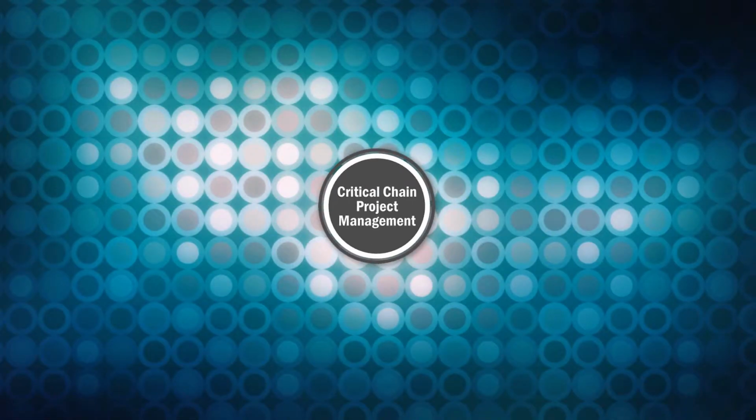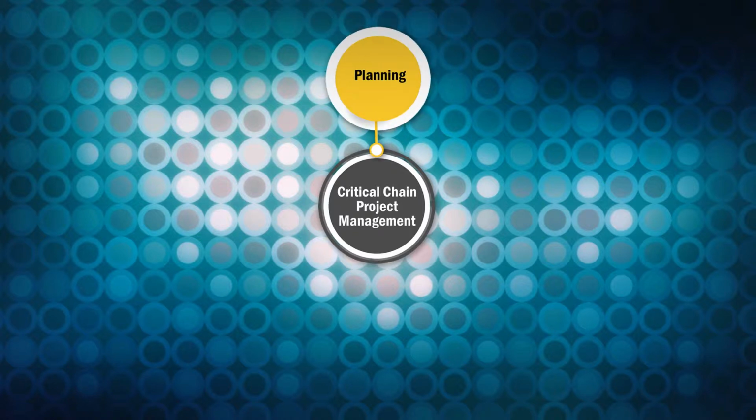Critical Change Project Management addresses this issue in the following ways. Planning: critical change. The critical chain is defined as the longest chain, not path, of dependent tasks. In this case, dependent refers to resources and resource contention across tasks, projects, as well as the sequence and logical dependency of the tasks themselves.